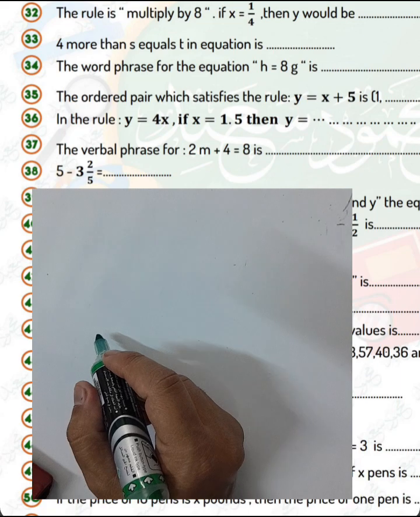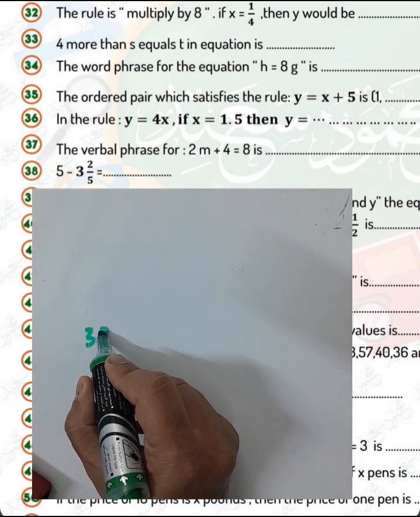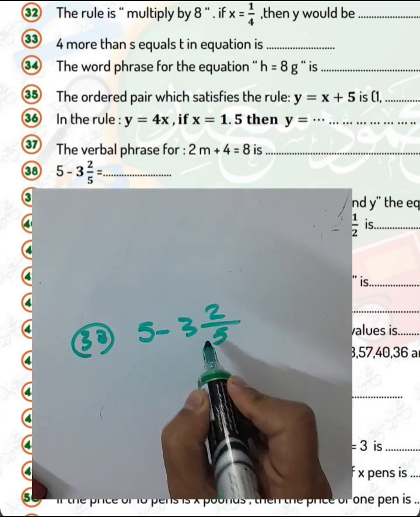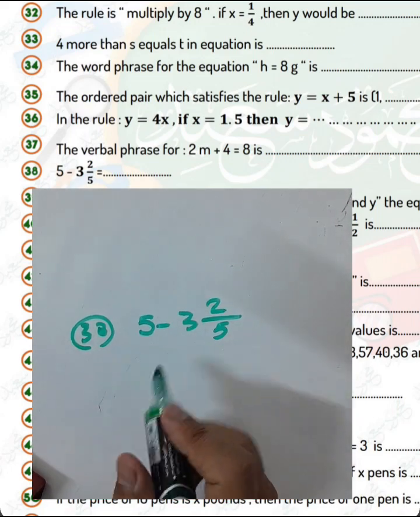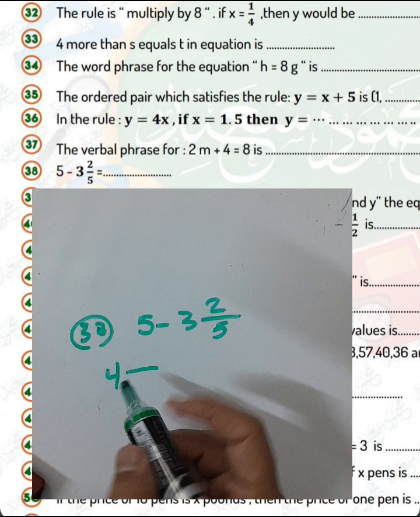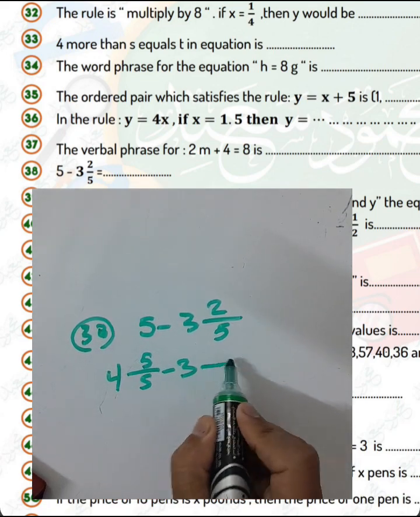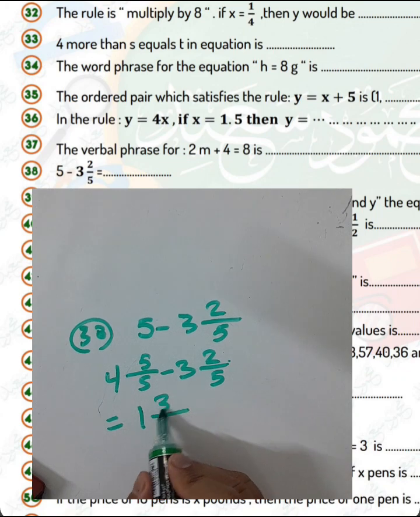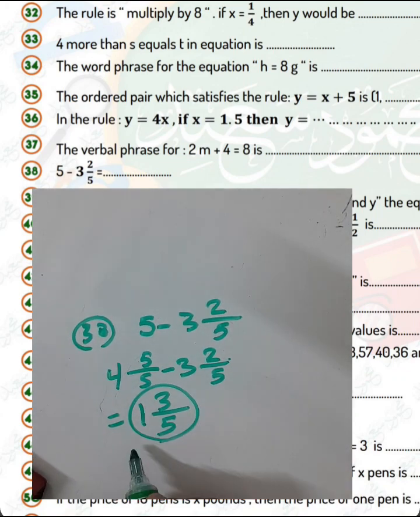Next question, 38. 5 subtracted by 3 and 2 over 5. We can convert from a whole number to a mixed number, right? 4 and 1 equals 5 over 5, subtracted by 3 and 2 over 5. 4 minus 3 equals 1, and 5 minus 2 equals 3, and write 5 in the denominator. The result will be 1 and 3 over 5.